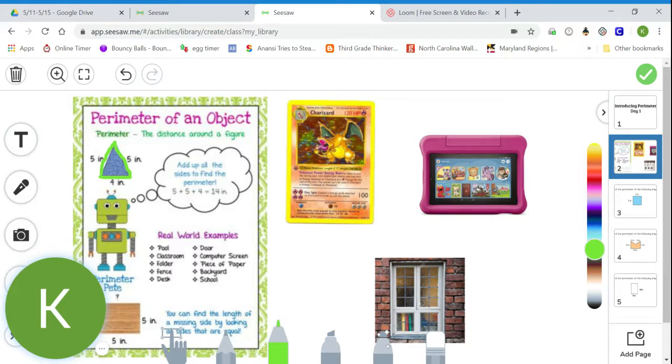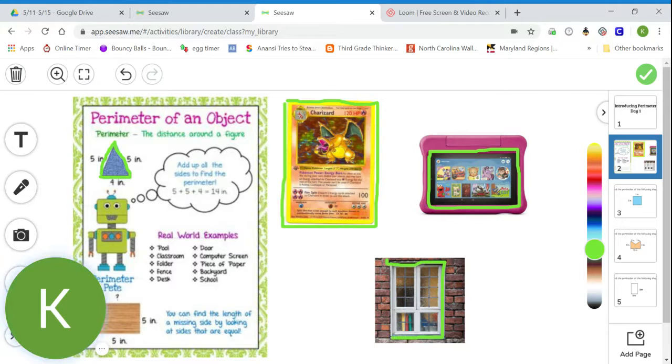Take a look at some of these real-world examples. If I wanted to find the perimeter, I would have to find the outside of the shape. So I'm just going to highlight where my perimeter would be. So everything in green would be my perimeter. Everything in green, I'm going to focus on the inside of the tablet, would be my perimeter. And then everything again in green, all these outside pieces would be perimeter.